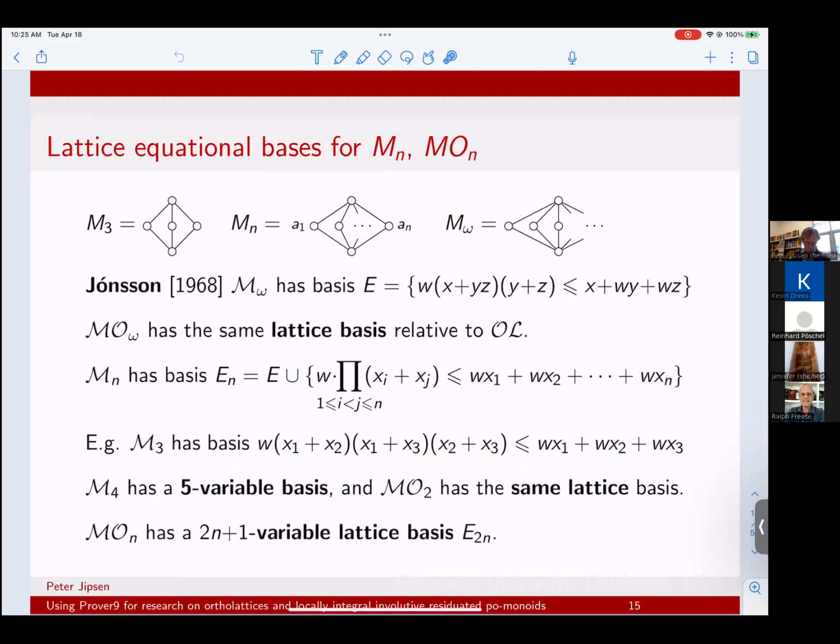And M4 has a 5 variable basis. And so if you take the 5 variable basis of M4 and you apply it to ortholattices, you are going to get exactly the variety MO2. And so in fact, we can use this En with an even number, and we get an equational basis for all these varieties that go up on the left-hand side of the picture.